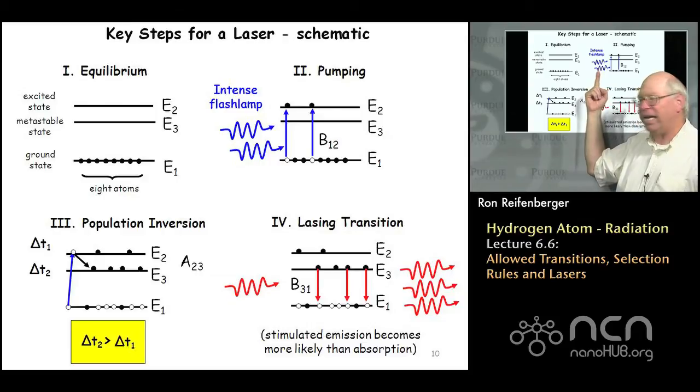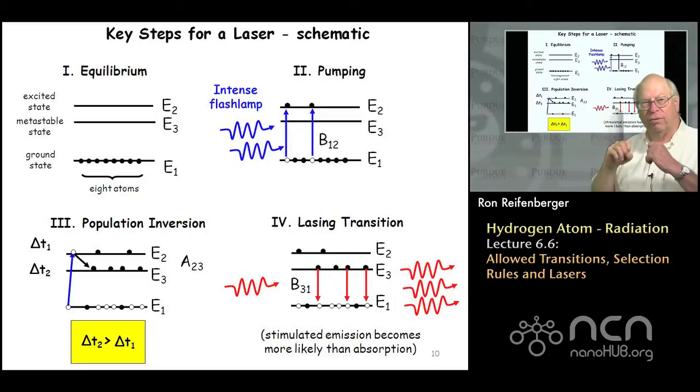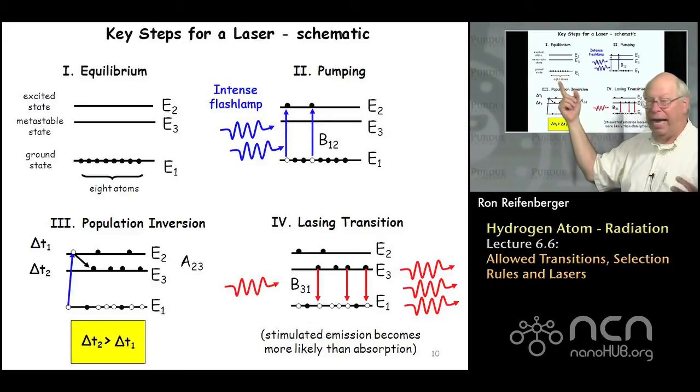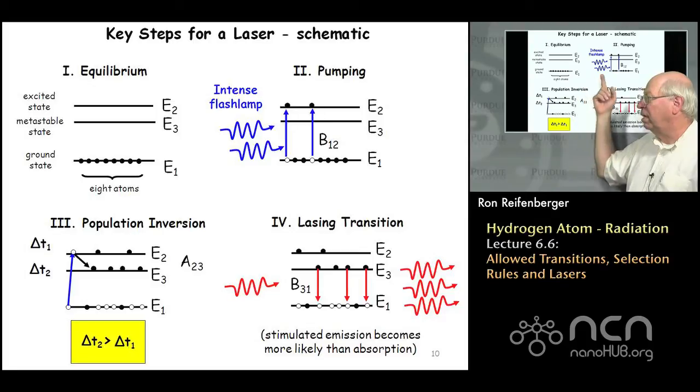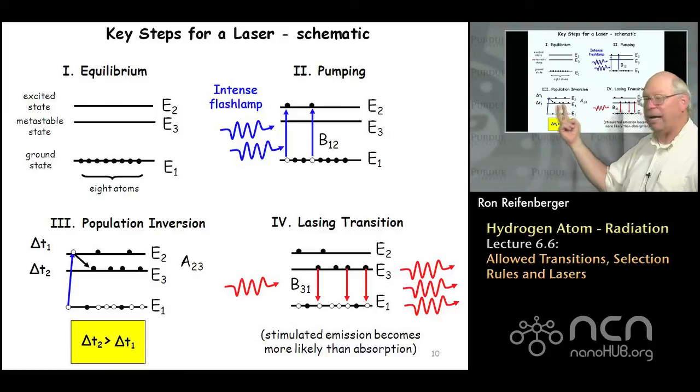The initial implementation of a laser was done by using an intense flashlight that was flashed onto a collection of gas atoms. In this example, I just consider eight atoms, to be specific. This intense flashlight will cause a large upward transition of atoms into this energy level E2. These atoms in energy level E2 then very quickly decay into this metastable state, E3.